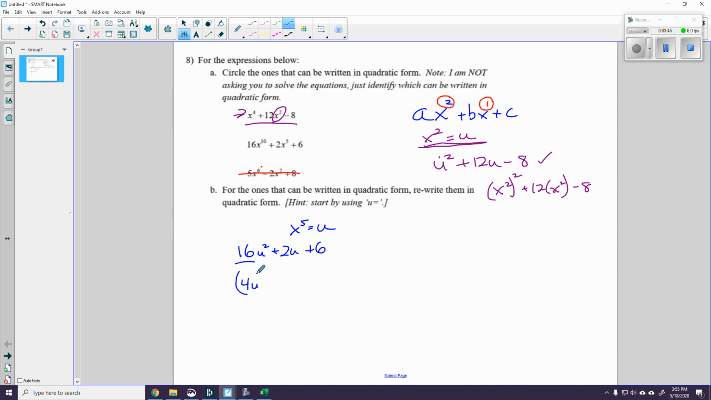So I would go 4u squared plus 2u plus 6. And again, if I wanted to bring my x's back into the equation, I would go 4x to the 5th, squared, plus 2x to the 5th plus 6. Personally, I like this one the best.